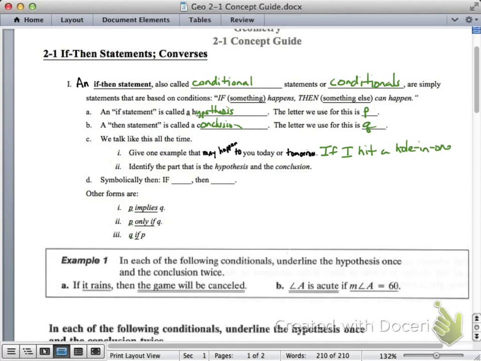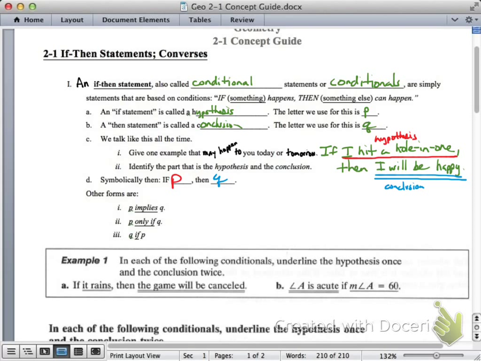All right, here's mine. If I hit a hole in one, then I will be happy. You bet I would. The hypothesis is the if part. If what? I hit a hole in one. That's the hypothesis. The conclusion is the then part. Then what? I will be happy. Hypothesis, I hit a hole in one. Conclusion, I will be happy. Now, symbolically, we could say if P, then Q, where P is the hypothesis and Q is the conclusion.